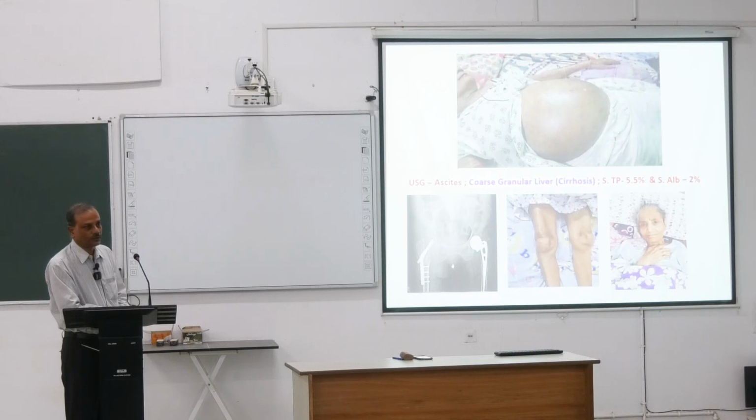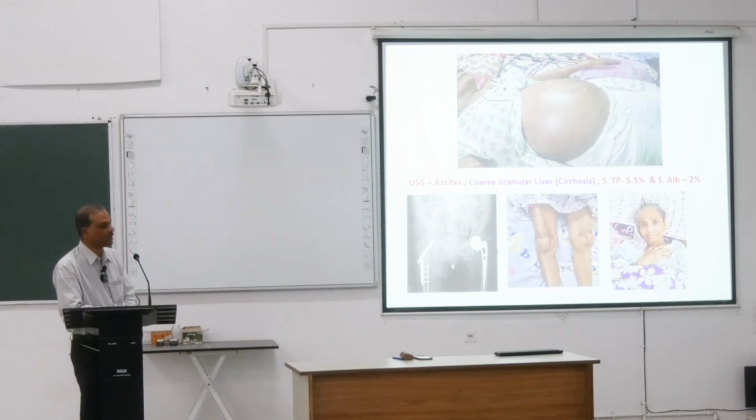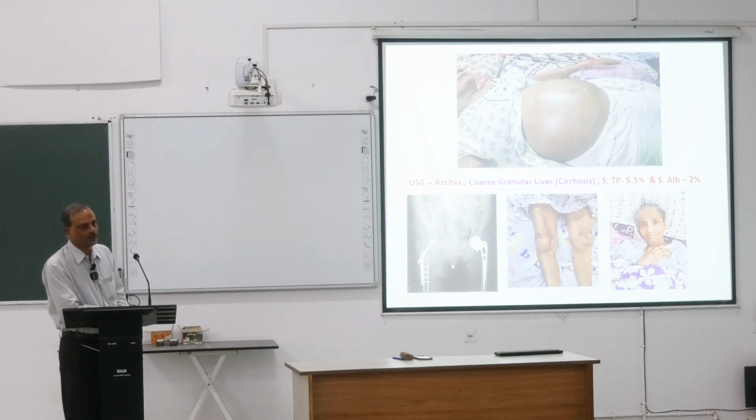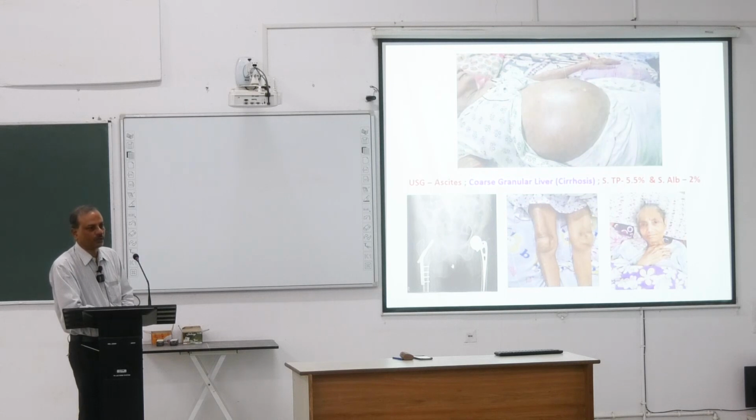And I got her admitted in the hospital, and the blood was drawn, and total protein was 5.5, and serum albumin was 2%. There was a huge amount of argument with our clinicians. They wanted to provisionally diagnose it as a case of tuberculosis, which I denied, because the coarse appearance of a granular liver is quite diagnostic of cirrhosis of liver. And this she developed because of the chronic use of one drug, that is dihydronitrofurantoin, which was given for urinary incontinence.